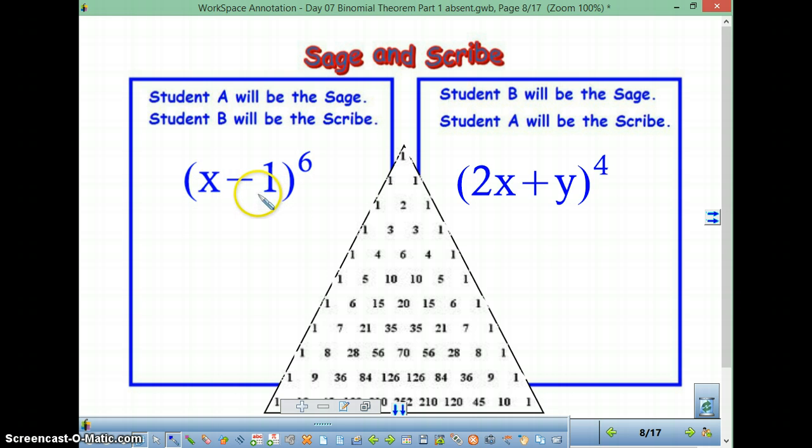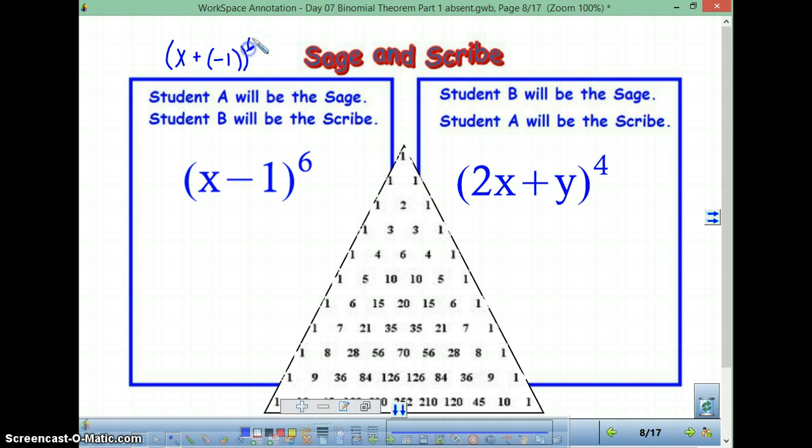Okay. What's different here is now you have a subtraction sign. So what I'd like you to do is do the same thing, but imagine that this is plus negative 1 to the 6th power. Okay. Watch me do the first couple, and then I'll pause the video so you can finish the rest. We know that this is going to be our line that we're working with. So our first coefficient is 1. We're going to do x to the 6th.